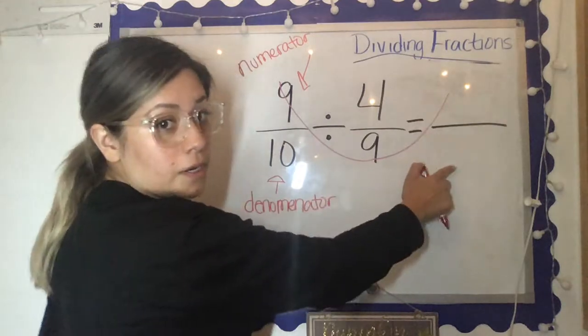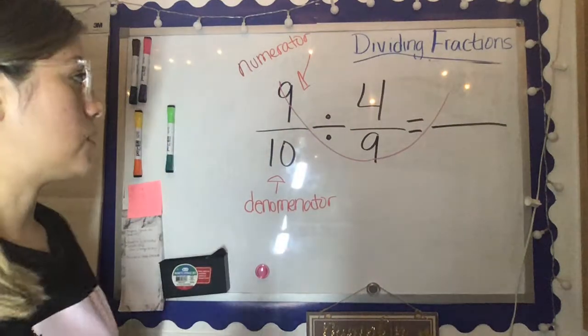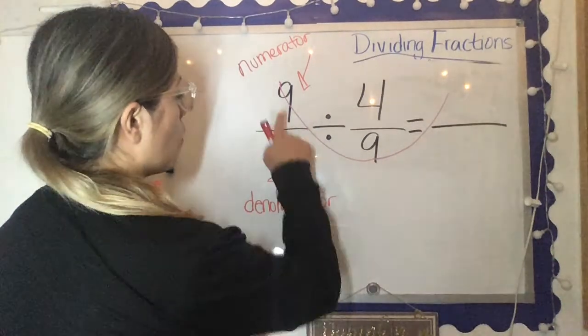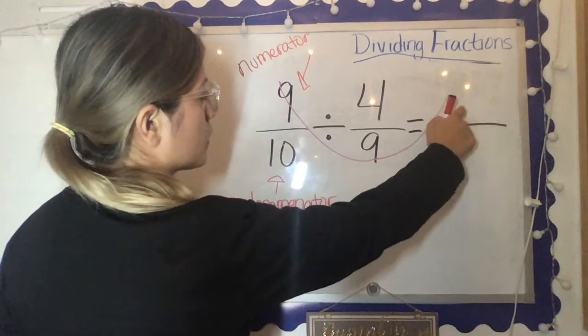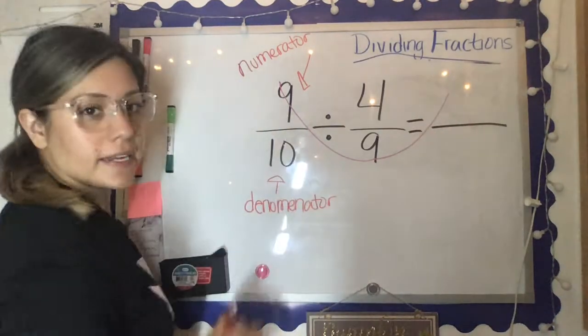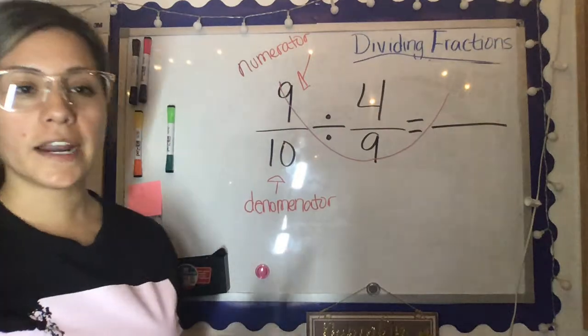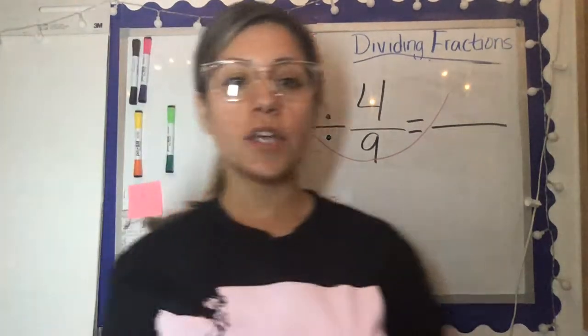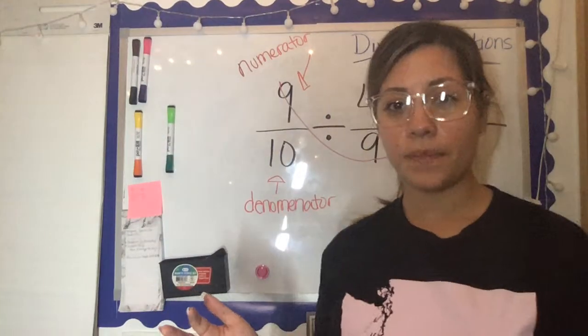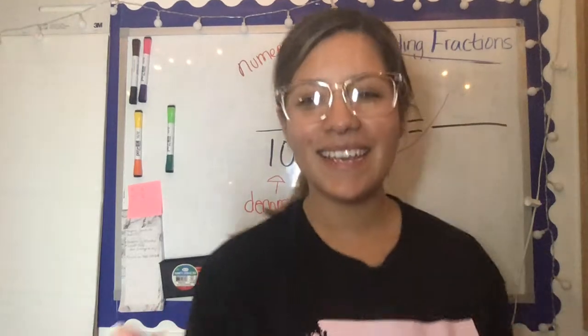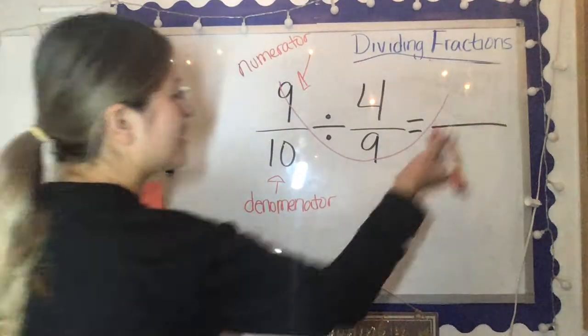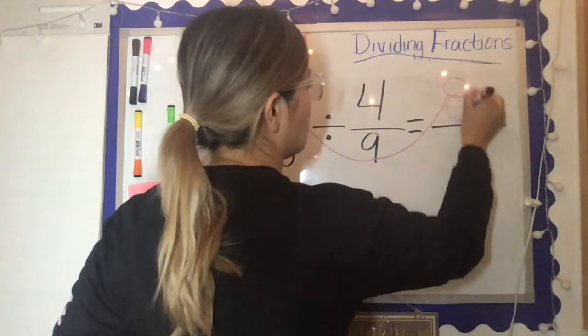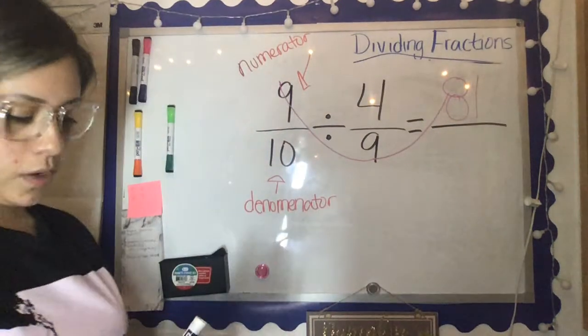Remember, you go all the way up. Don't stop here because then you would get an incorrect answer. So whatever we get here will be the product of those two numbers. Product means the answer to the multiplication. So what is 9 times 9? Think about it. You are correct. 81.